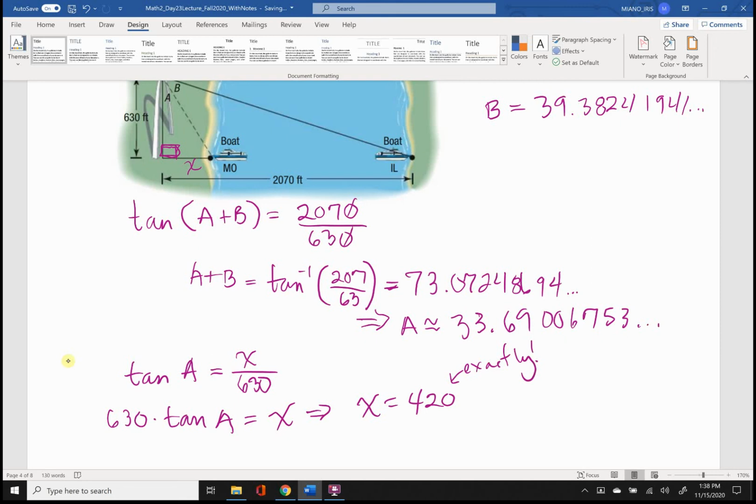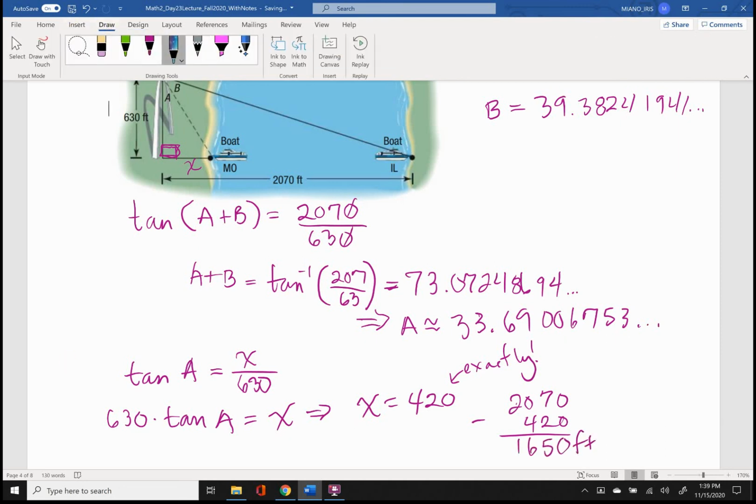Okay, so that's just a consequence of your calculator getting enough significant figures to come up with this number. So cute. If x equals 420, then the distance that we're trying to grab here is 2070 minus 420, which equals 1,650 feet. And that is your final answer. That is the width of the Mississippi River at that point. So I'll even label it width of Mississippi River.